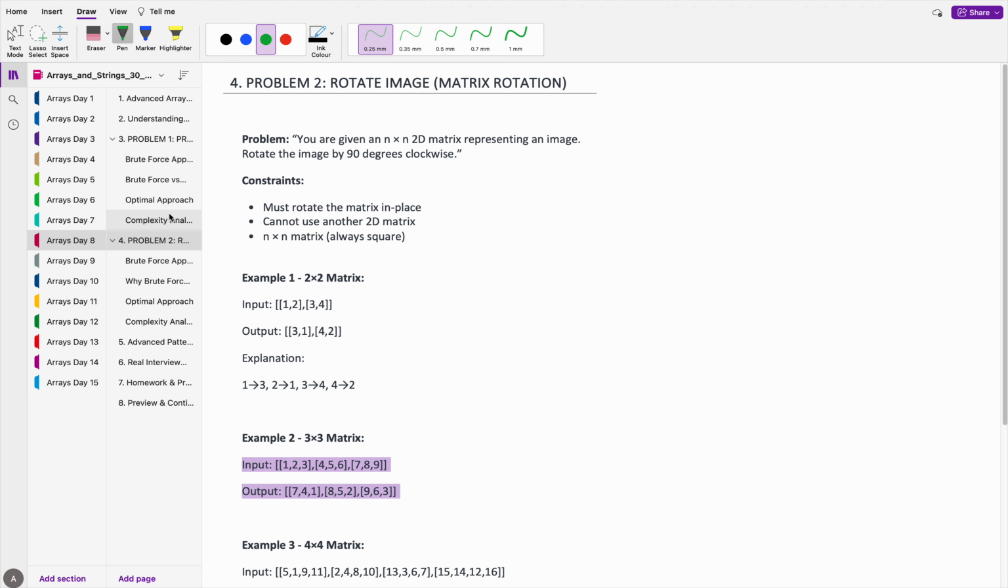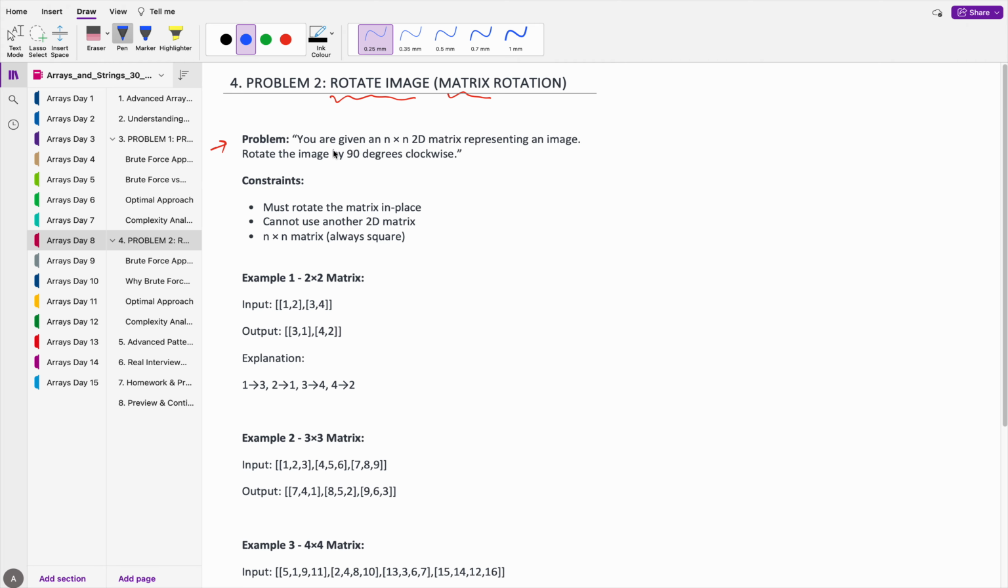Okay. Now let's move to the next question, which is rotate image, matrix rotation. Why rotate image and then matrix also written here? Because images are mostly represented in the matrix form. Okay. So don't worry about this. कि सर मुझे पता नहीं image क्या होती है. कोई बात नहीं. Just for now, consider that images are represented in the form of matrix.